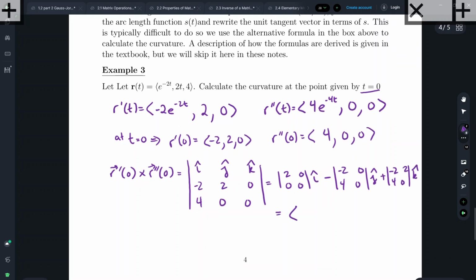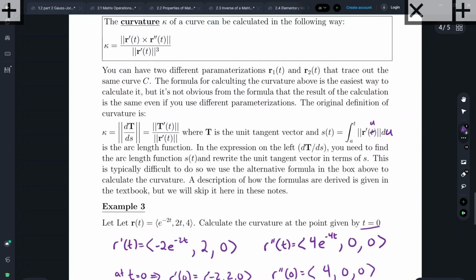Okay, so then what do we get? This determinant is 0, so that's just 0. This determinant is also 0, so this is also 0. And then this last determinant, so 0 minus 2 times 4, which is 8, so that's minus 8. Okay, so this is what we get for the cross product.